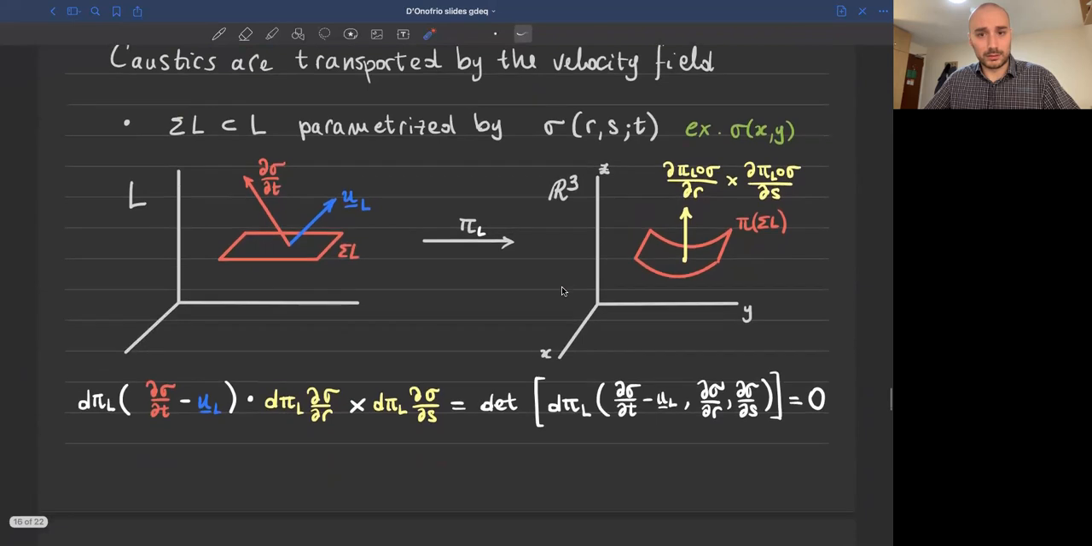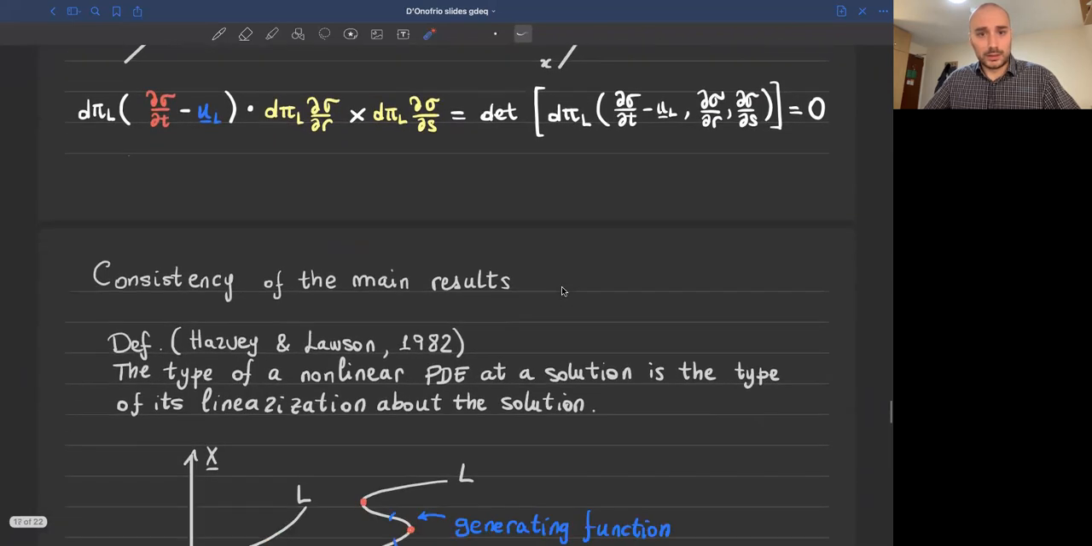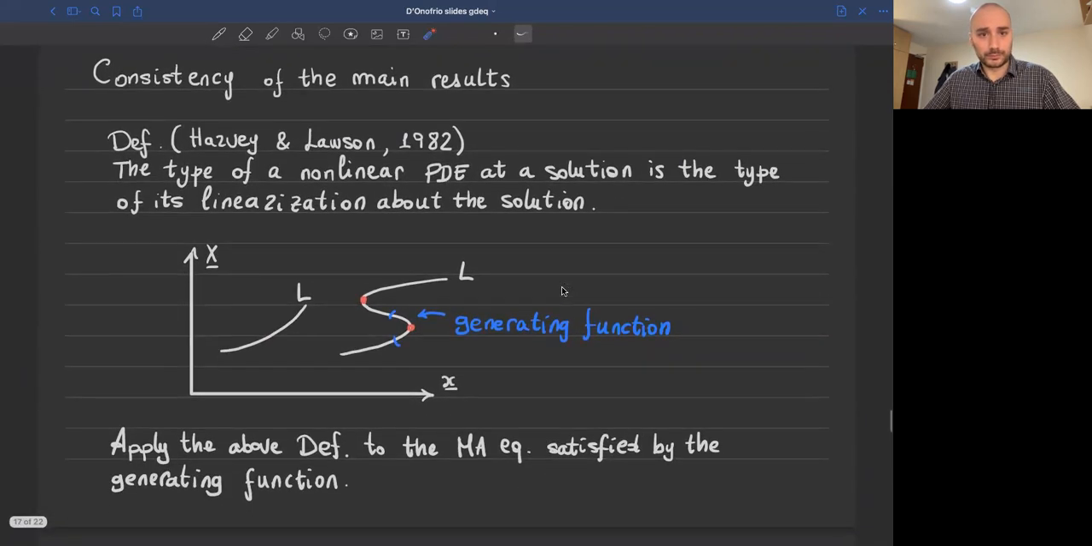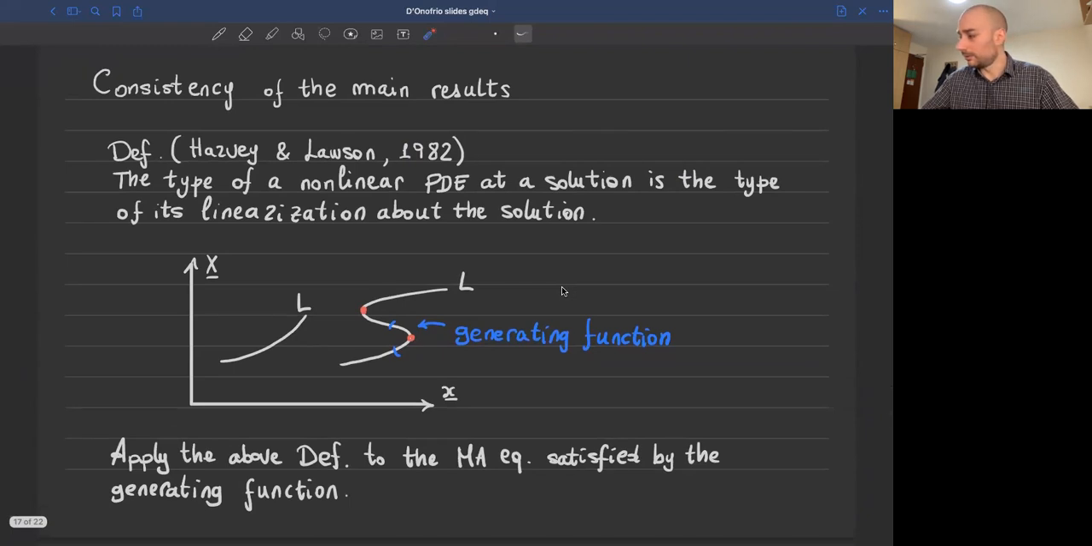Okay, so this is all about this example. Now we are ready to discuss very quickly, I guess, the consistency of the main results. Okay, so how to prove those statements.